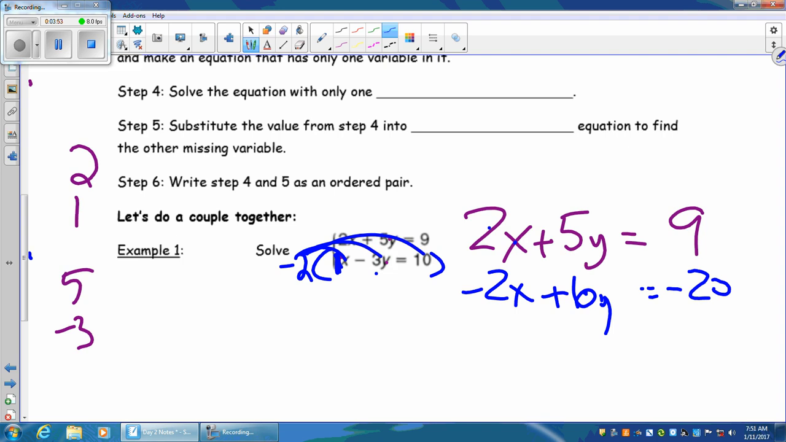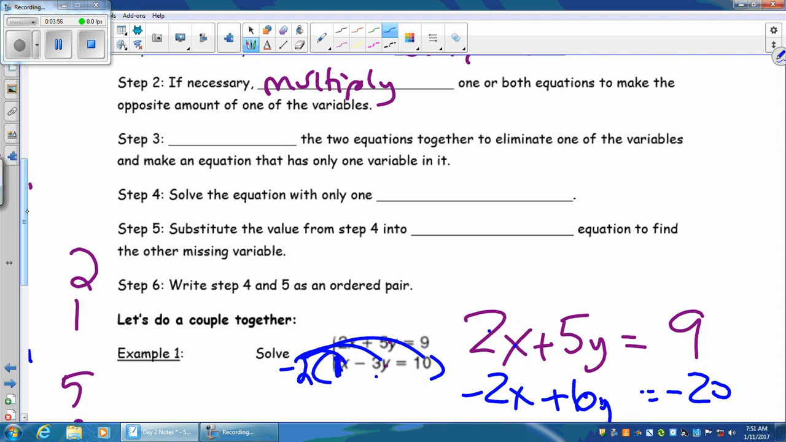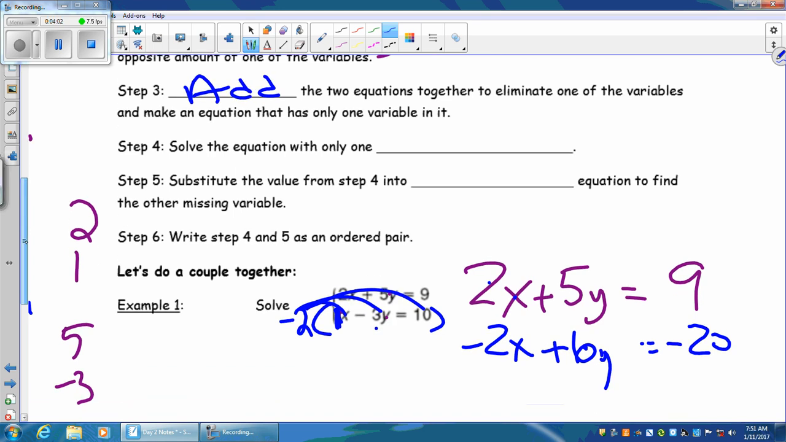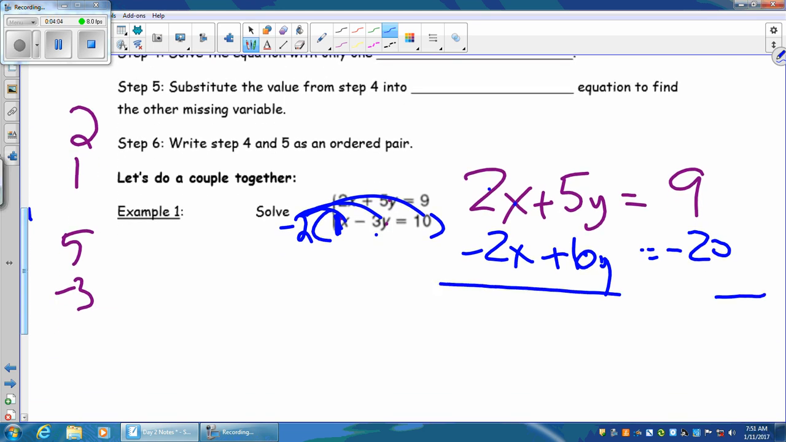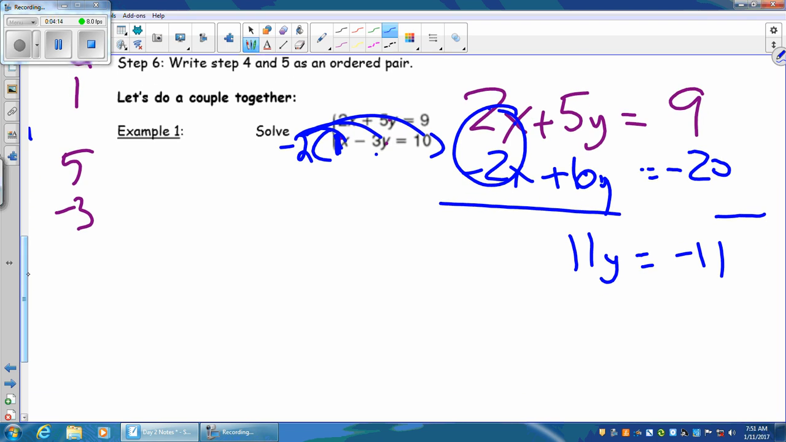That is what we did not have to do yesterday, and that's what's making these notes a little bit more difficult. Because now, step 3, when I add the two equations together, now I have an opposite amount of one of these variables. I have an opposite amount of the x's. They make 0, just like we did yesterday. And you have 11y's is -11. And now you can divide by 11 and end up getting y is -1.